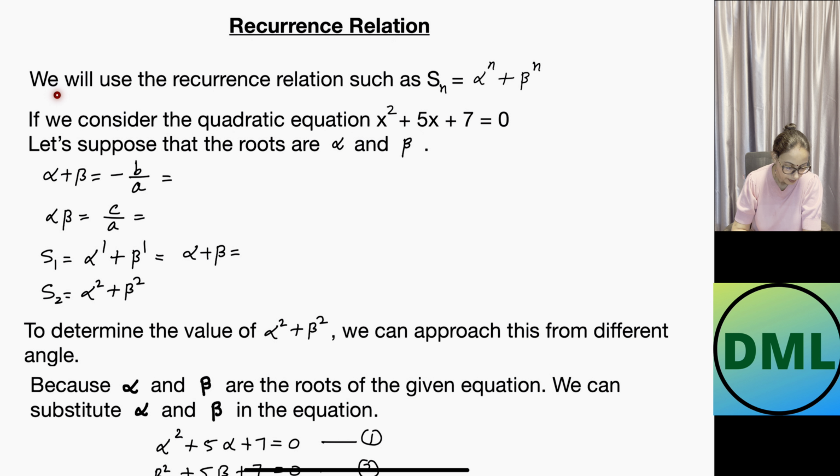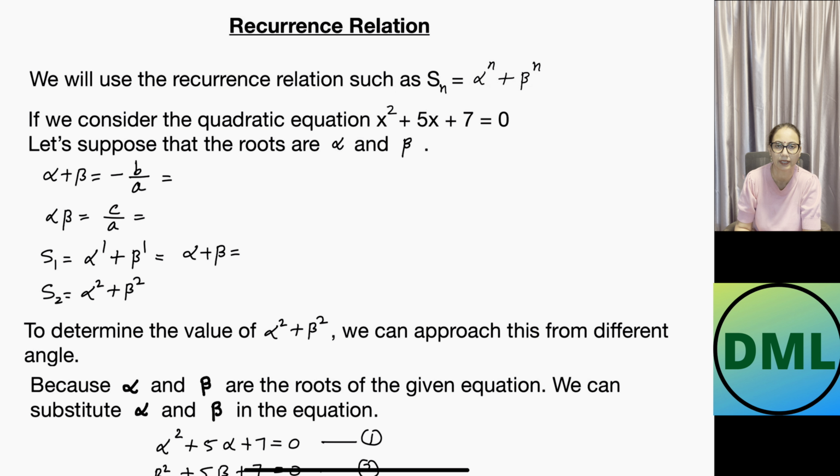Recurrence relation. We will use the recurrence relation such as Sn is equal to alpha raised to the power n plus beta raised to the power n if we have a quadratic equation in front of us. If we consider the quadratic equation x square plus 5x plus 7 is equal to 0, let's suppose that the roots are alpha and beta. Because this is a quadratic equation, it has only two roots. We are supposing that the roots are alpha and beta.